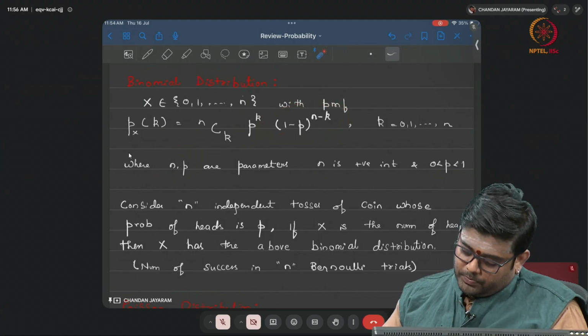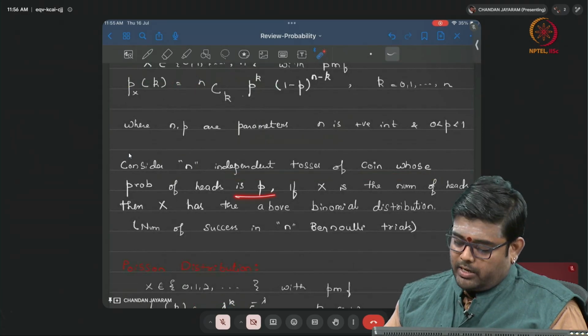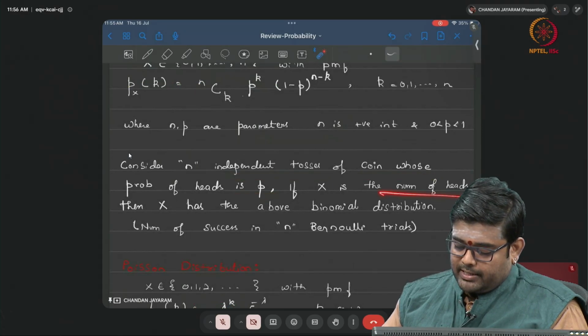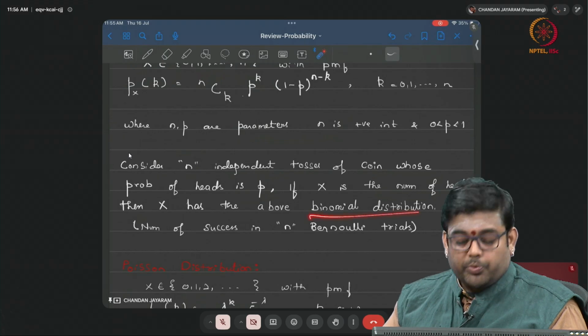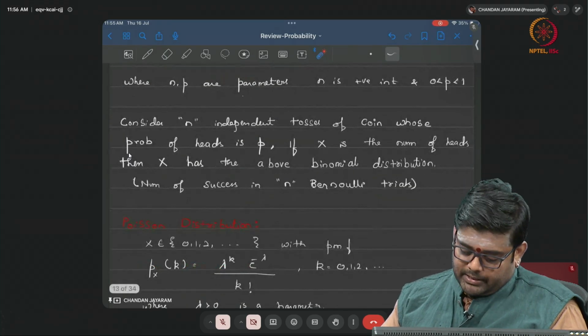So now consider n independent tosses of a coin whose probability of heads is p. If x is the number of heads, then x has the above binomial distribution. So this is nothing but n independent Bernoulli trials.